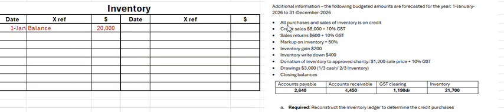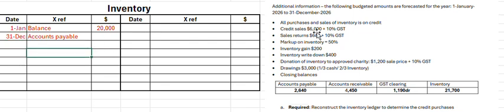The first point says all purchases and sales of inventory is on credit. As it says at the bottom of the question, we are trying to work out our credit purchases. There's no such ledger as credit purchases, so our entry here will be accounts payable. That's who we're buying the inventory off. This is our mystery figure, so I'm just going to leave that without a number. That's what we're going to calculate via this reconstruction process.